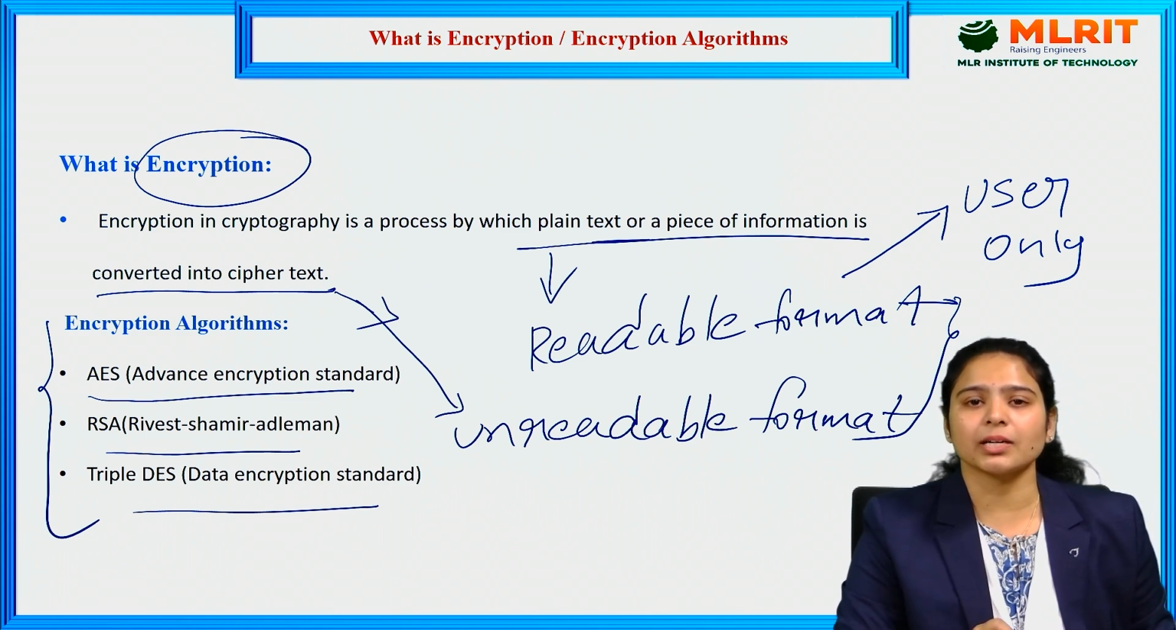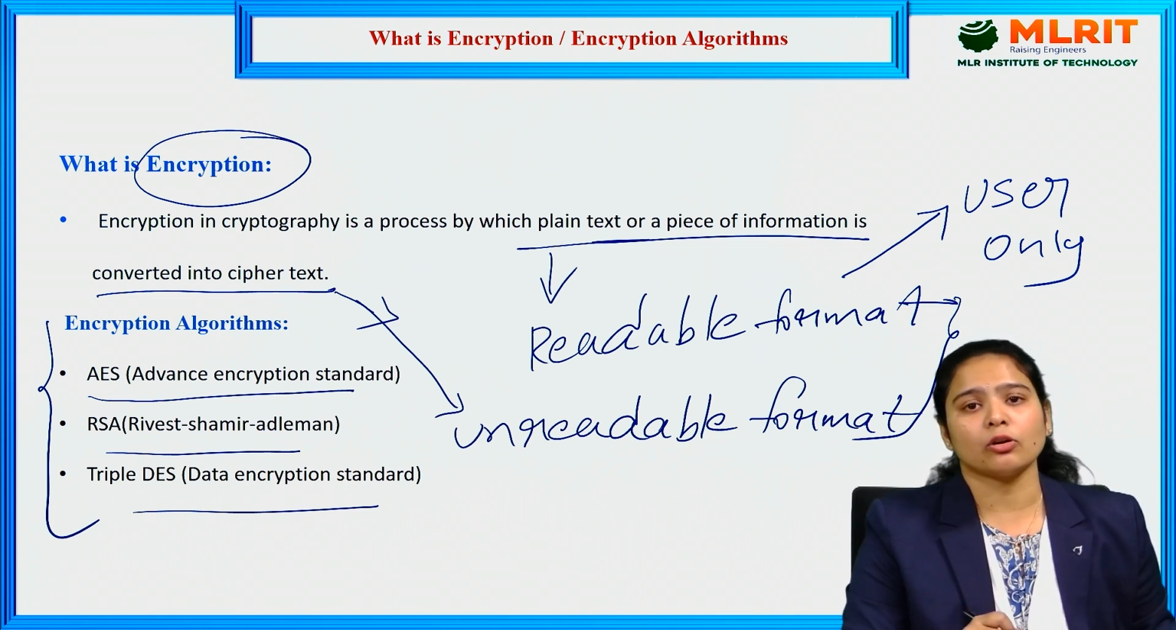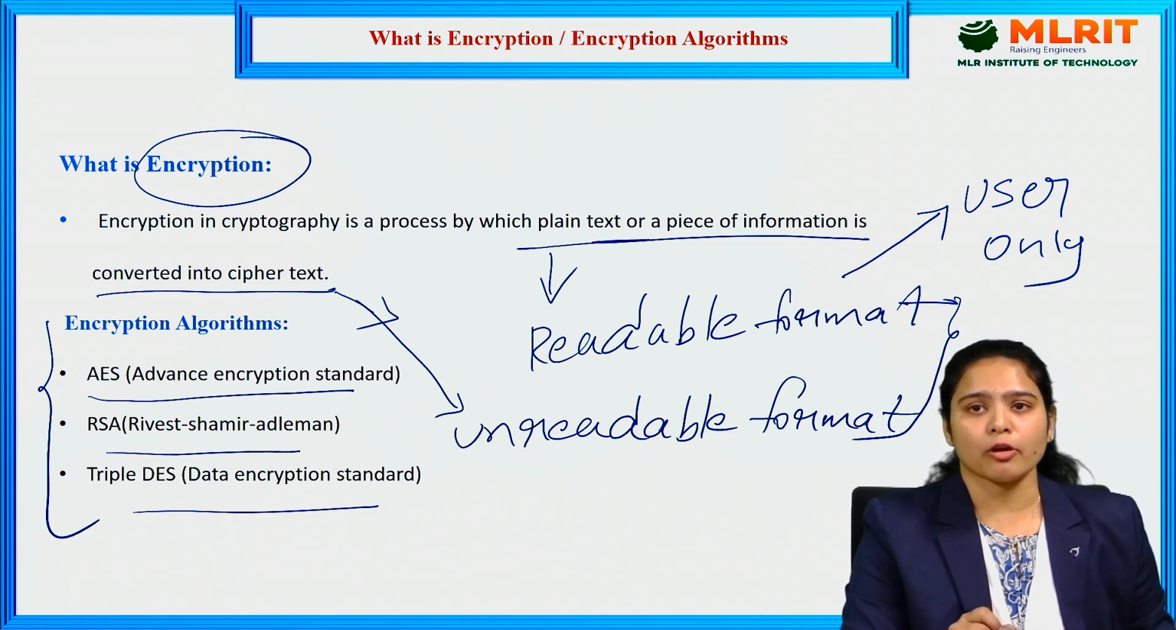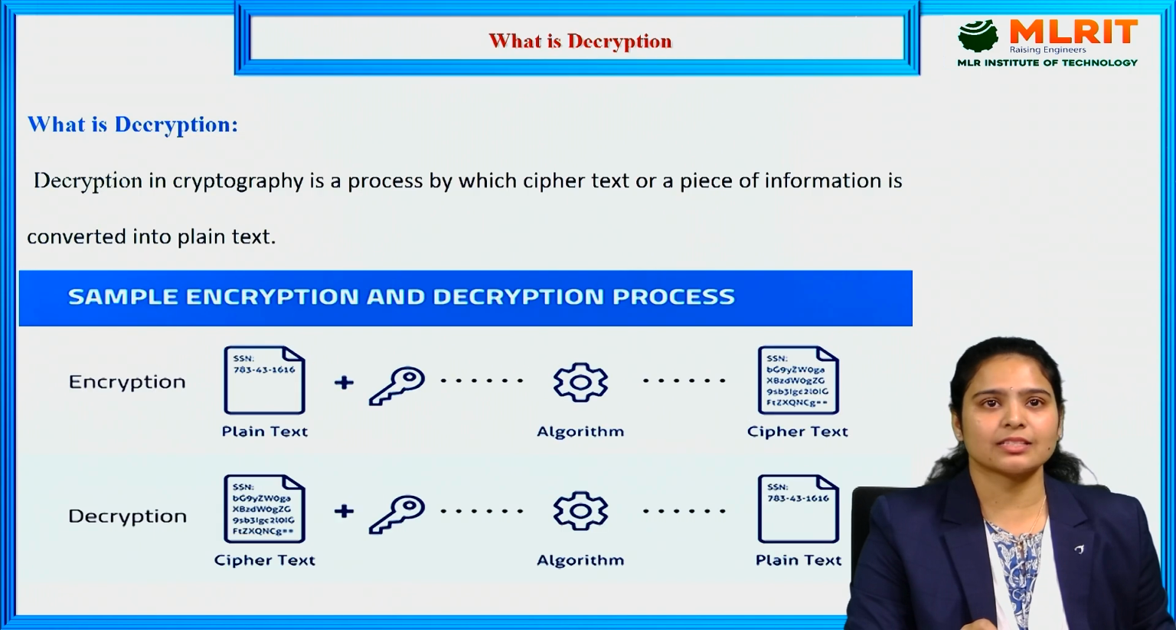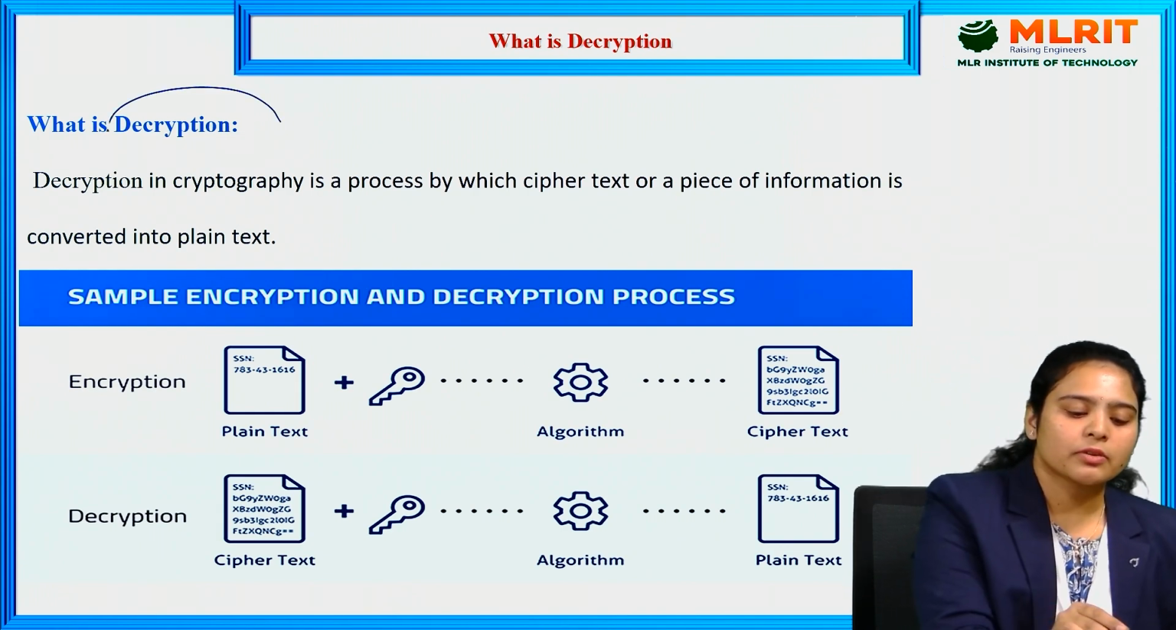AES is the Advanced Encryption Standard algorithm. RSA is the Rivest-Shamir-Adleman algorithm, and DES is the Data Encryption Standard algorithm. By using these three algorithms, we divide the data into bits and blocks in a certain format only. Okay. The next slide is the decryption format.